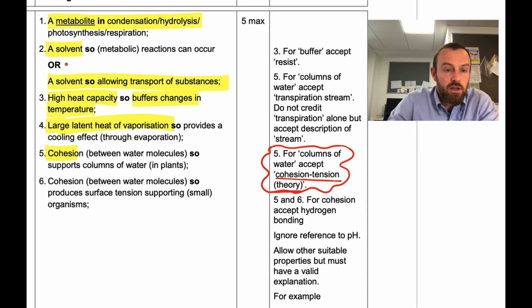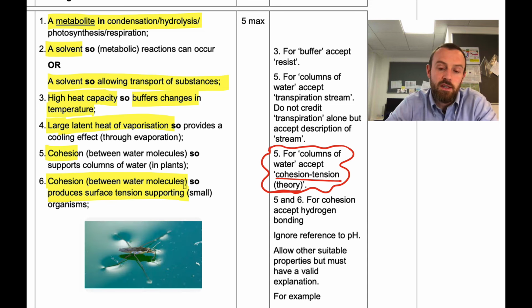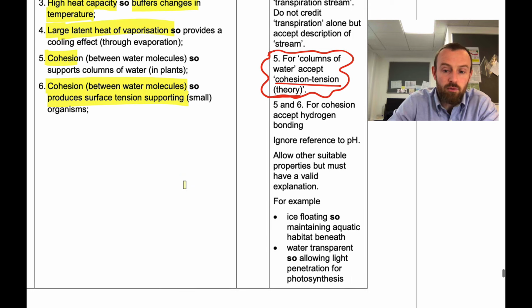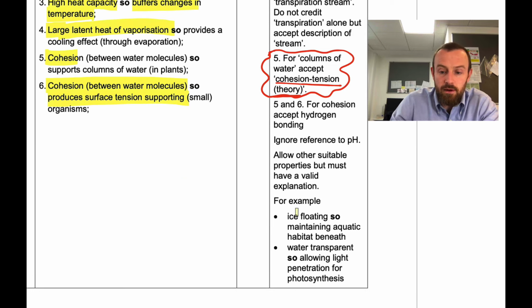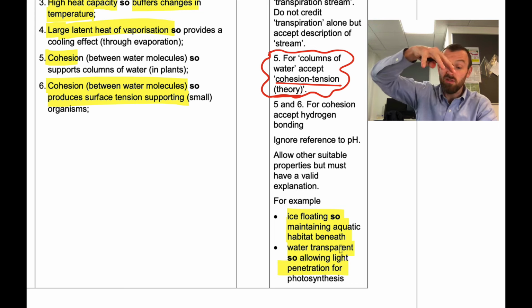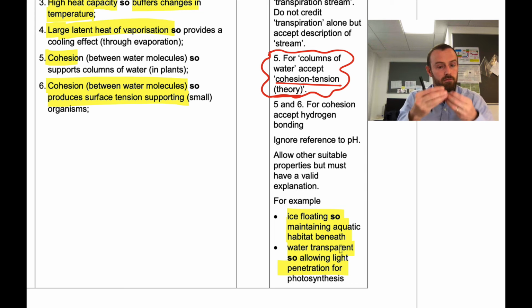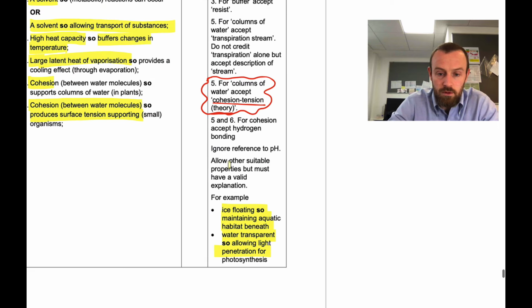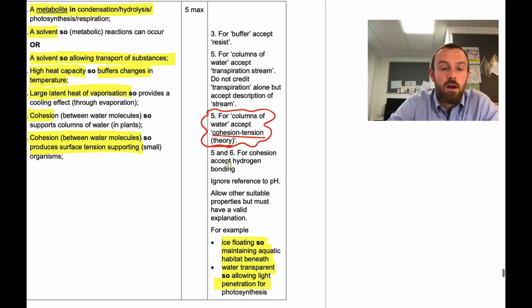Also, you could say that cohesion is useful for producing surface tension to support small organisms, like a pond skater can sit on the surface tension of the water. Extra points, AVP, down here: ice floating to maintain an aquatic habitat beneath, also water being transparent to allow light to penetrate down to the bottom of a shallow pond, to allow photosynthesis in plants growing in the pond. Okay, pause there if you need to, and let's move on.